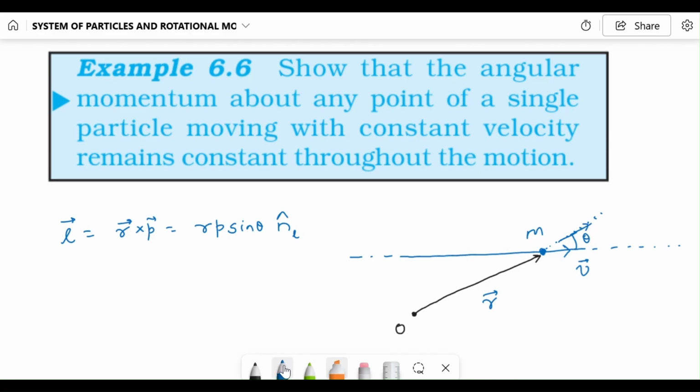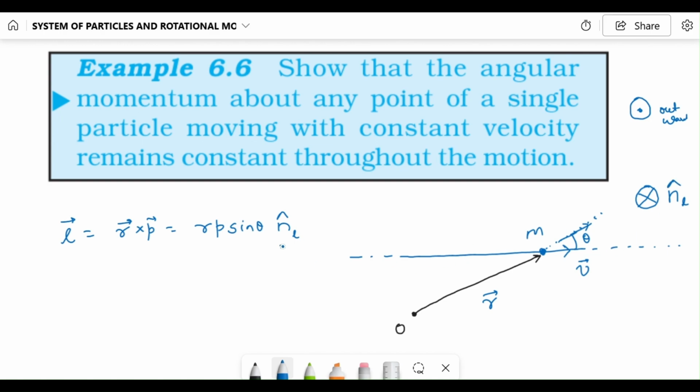Means if you are watching over the screen, it is pointing inward, into the screen, and we know that we can use a special symbol here. This is the symbol for a vector pointing inward, and this symbol we use for a vector pointing outward. Yes, perpendicularly outward or perpendicularly inward, to be more precise. So if vector r and vector v are in the plane of this screen, the angular momentum vector will be along this direction, that is, pointing inward into the screen.